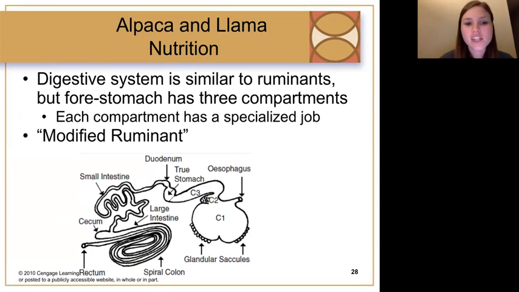So as far as nutrition, their digestive system is similar to ruminants, but their forestomach has 3 compartments instead of 4. So kind of similar to ruminants, where each compartment has a specialized job, but they are termed modified ruminants because it's not exactly the same setup. Their compartments are easier to remember than a full ruminant. It's just C1, C2, and C3. Compartments 1 through 3. Pretty easy. Each one of those would have its own function, and they're set up a little bit differently, so they are considered a modified ruminant.